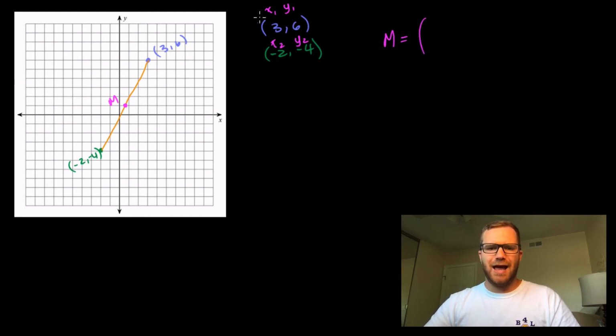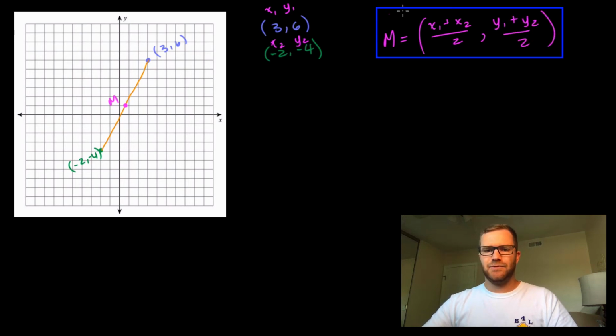Now remember, to find the average, you take the sum of your 2 coordinates and you divide by however many there were. And since in this case there's only 2 points, it's going to be divided by 2. So it's x sub 1 plus x sub 2 divided by 2. And that's going to give us the x coordinate. And then we do the same for y sub 1 plus y sub 2 divided by 2. So this is the formula for the midpoint.